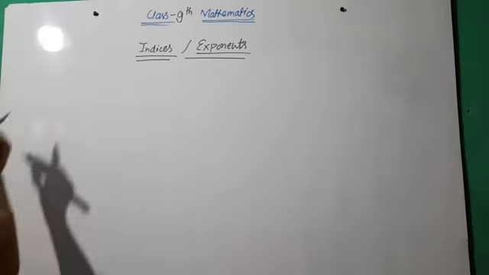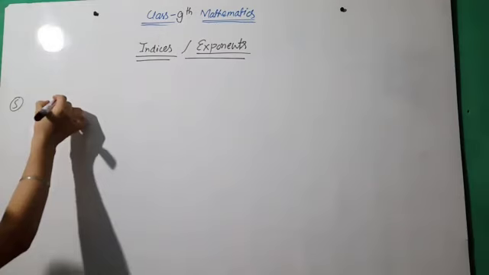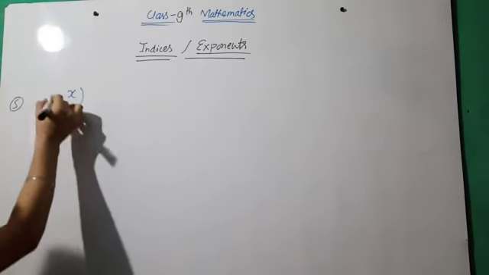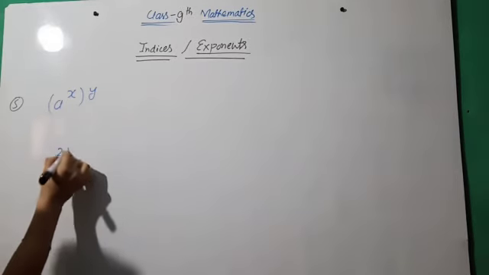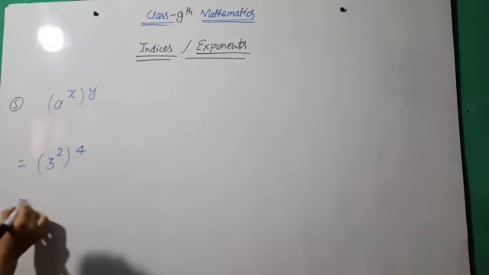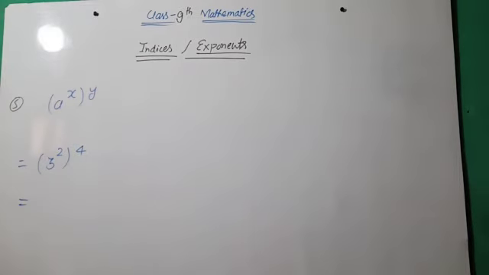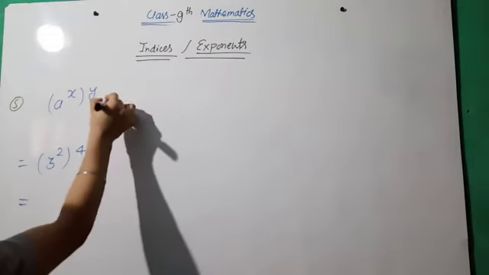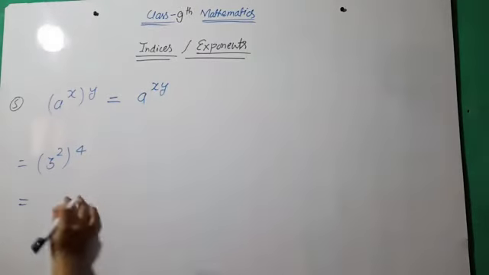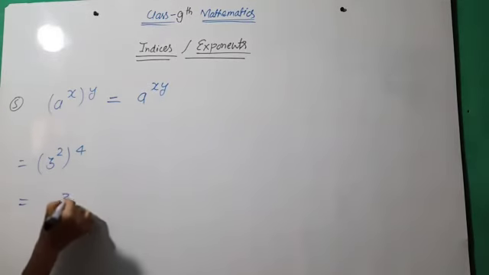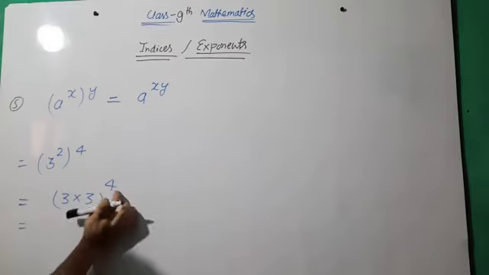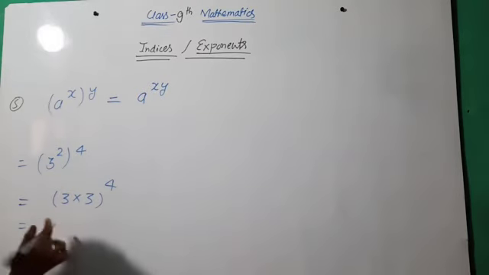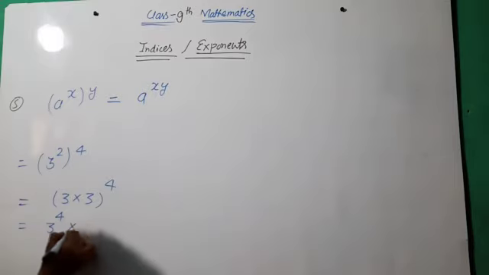Now the fifth one: if you have a to the power x, all to the power y, like 3 squared to the power 4, how can we split this term into the basic power? In this type of question, we just multiply the powers. We have 3 squared, meaning 3 into 3, raised to the power 4. So this power multiplies with the power of both of the 3s, and we can say 3 to the power 4 into 3 to the power 4.